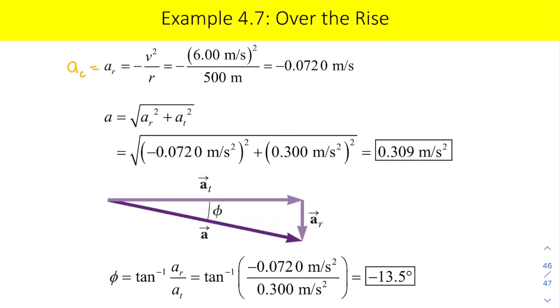What does that mean? If this is your car and this is the path taken, your car is having at here and ar here. At this instant, you have a combination of them. This is your resultant a and this is your angle phi. This is the meaning of this drawing.